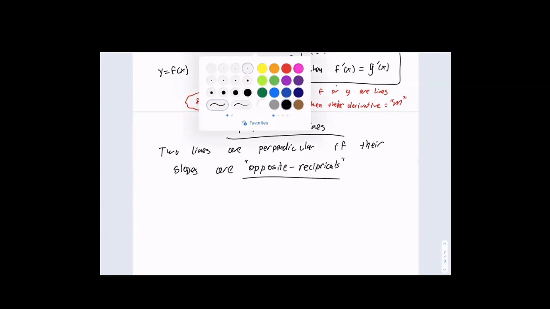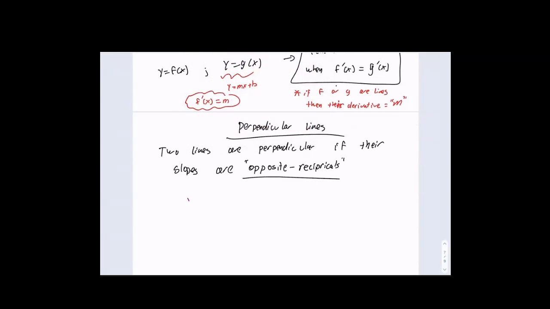So f of x, oh sorry, and this symbol right here is the upside down T. f of x is perpendicular to g of x when f prime of x is equal to negative 1 over g prime of x.